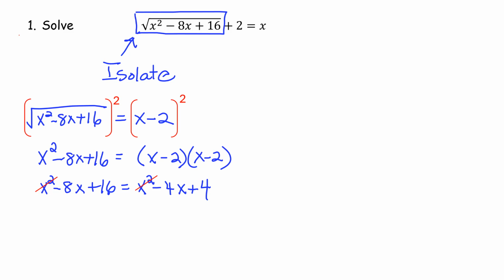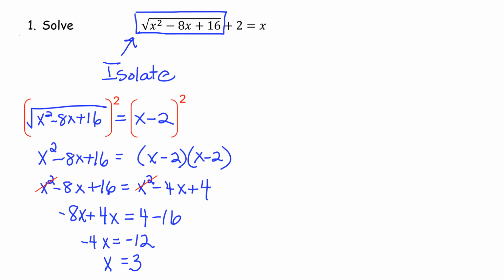The x squareds cancel. So I want to get all my x's on one side and my constants on the other side. So I'm going to add 4x on both sides and subtract 16 on both sides. So I've got negative 8x plus 4x, and then that equals 4 minus 16. Add the like terms, and you have negative 4x is equal to negative 12. So x is 3 if you divide both sides by negative 4.